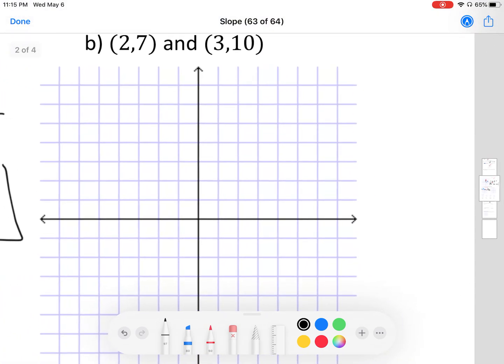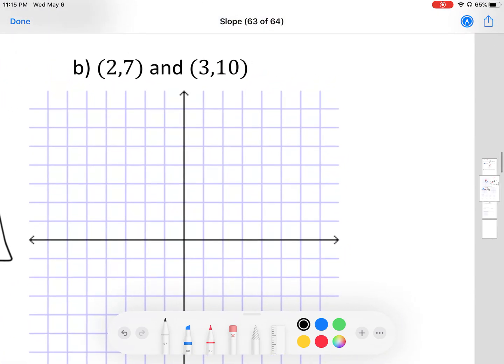Let's move on to the next one. We have 2 up 7. No, that's negative 2. We want positive 2. And 3 up 10. So I have 7, 8, 9, 10. Ooh, that wasn't a good number on my behalf. Let's find our rise and our run. So I have my run and I have my rise.